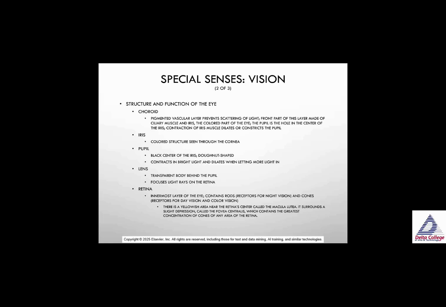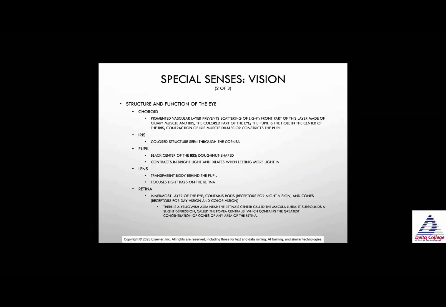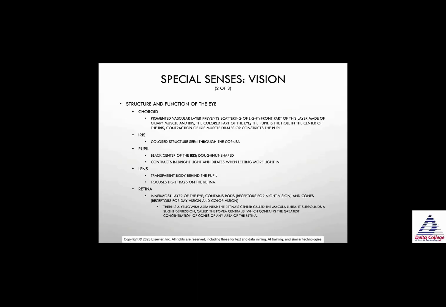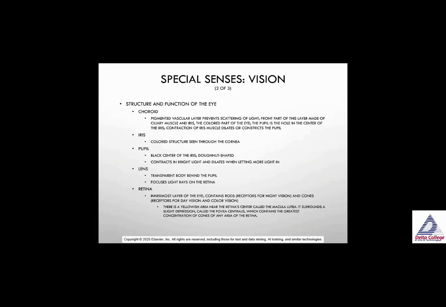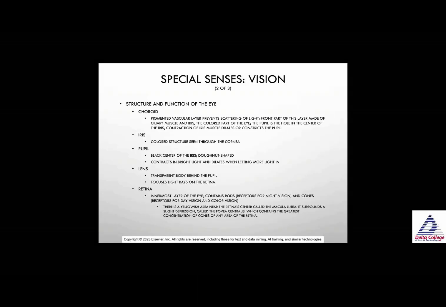Contraction of the iris muscle dilates or constricts the pupil. The iris is the colored structure seen through the cornea. The pupil is the black center of the iris. It's donut shaped and it contracts in bright light and dilates when letting more light in. The lens is the transparent body behind the pupil. It focuses light rays on the retina. And the retina is the innermost layer of the eye. It contains rods, which are receptors for night vision, and cones, which are receptors for day vision and color vision.